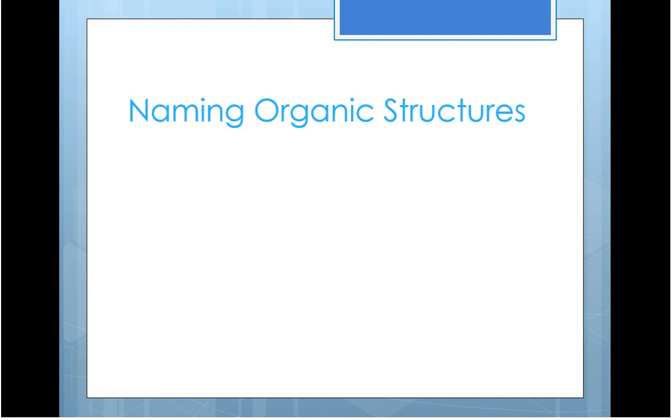If you have this, this is a ketone, so you're going to have the suffix -one. There are 1, 2, 3 carbons here, so it's prop. All single bonds, so it's an, so it's propanone. Technically it's on the second carbon, so you could say 2-propanone, but it's kind of understood.